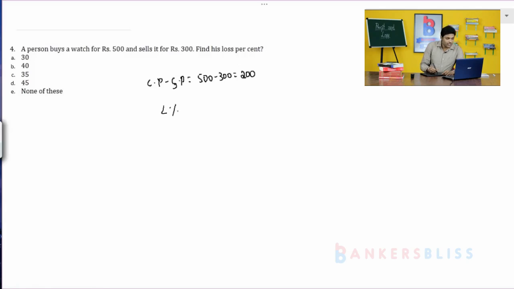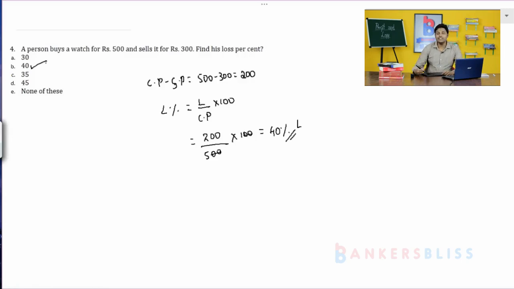What is the loss percentage? Always remember, loss percentage is calculated on cost price. So loss percentage is equal to loss by cost price into 100. So loss 200 by cost price 500 into 100, which is equal to 200 by 5, which is equal to 40% loss. Option B is the right answer. Very simple problem.